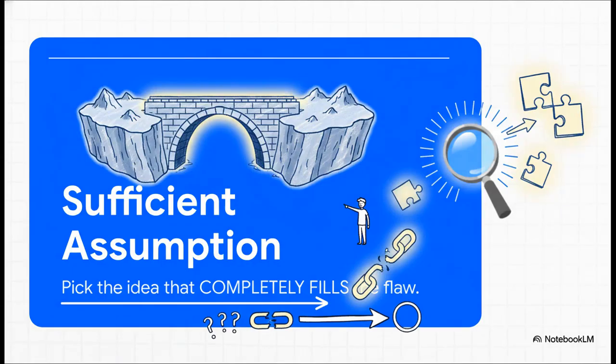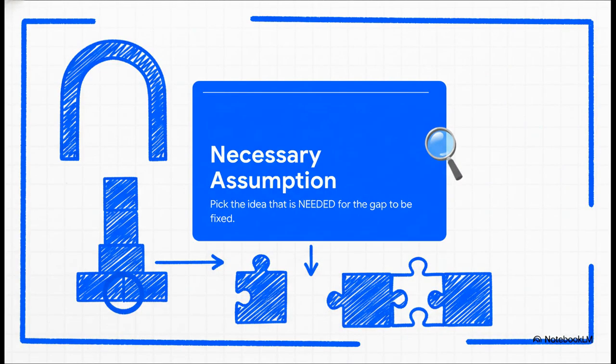A sufficient assumption question. Well, this takes strengthening to a whole new level. You're not just looking for a little patch, you're looking for a massive, steel-reinforced bridge. An idea so powerful that if you add it in, it completely fills the gap and makes the argument 100% airtight. And finally, we've got necessary assumption. Now this one's a little more subtle. You're not looking for something that guarantees the conclusion. Instead, you're looking for something the author had to believe for the argument to even stand a chance. It's the one piece that, if it's not true, the whole argument just crumbles.